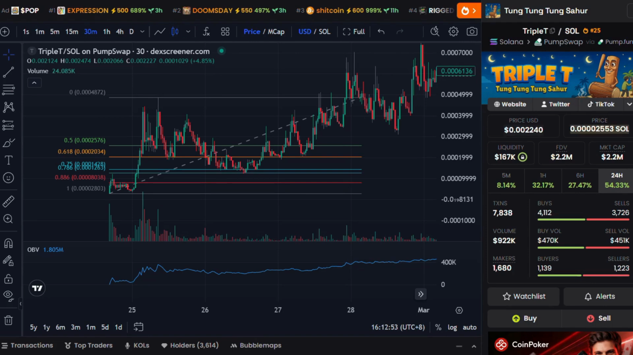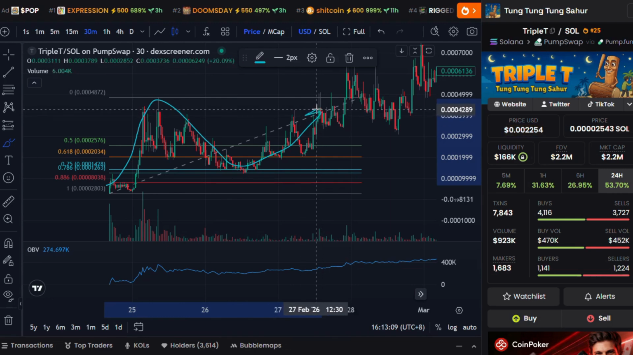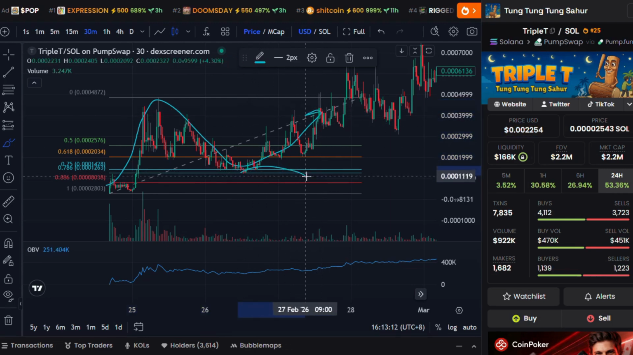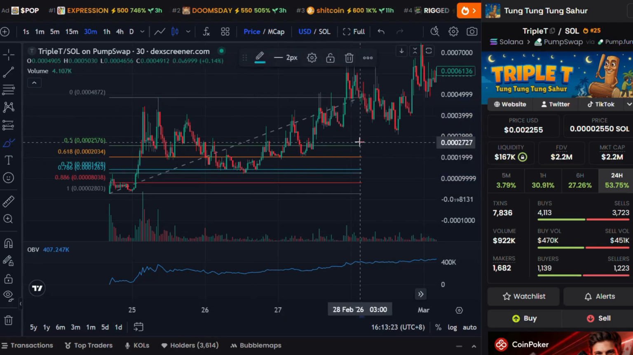Memecoins may look chaotic on the surface, but when you analyze them using market structure, Fibonacci retracements, and volume behavior, clear patterns begin to appear. Some retracements are healthy, some test conviction, some signal failure, and some create powerful recovery opportunities. Understanding these retracement zones allows traders to stop chasing the pump and start positioning during the reset. Because in memecoin markets, the biggest gains rarely begin at the top. They begin during the retracement.